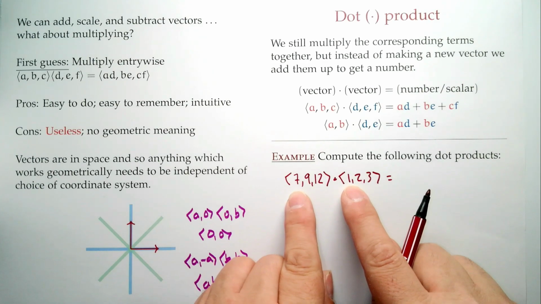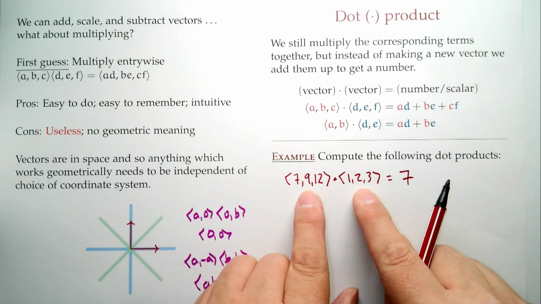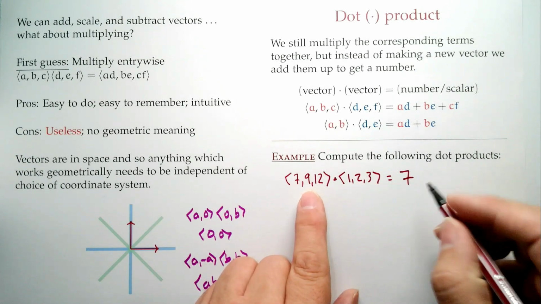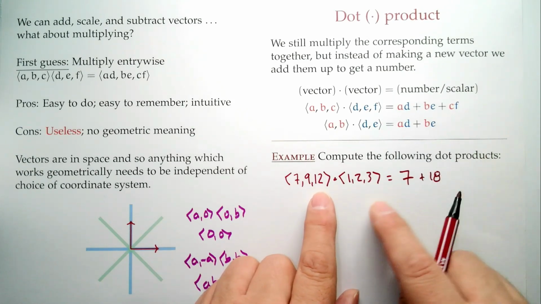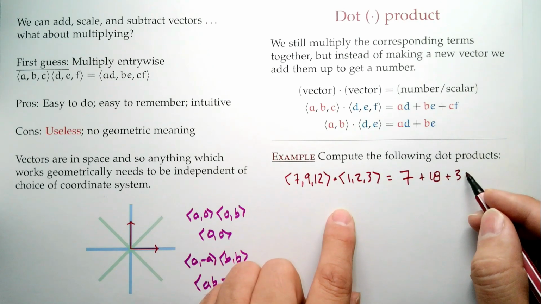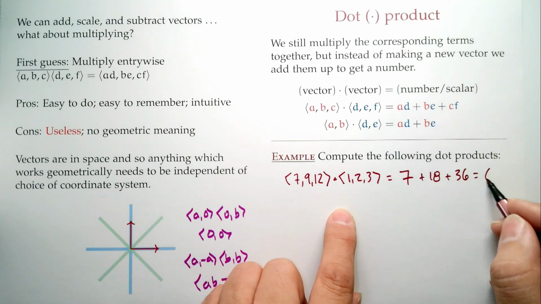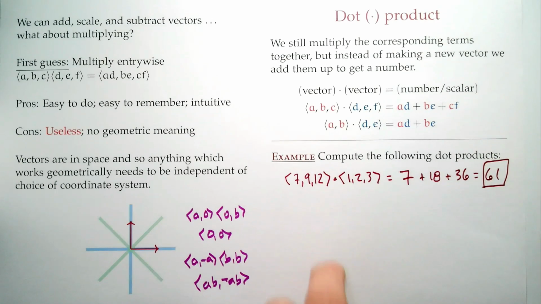7 times 1? 7. All right. 9 times 2? 18. That's right. And 3 times 12? 36. And if you add 7 plus 18 plus 36, of course you get 61. That is correct. We have space.